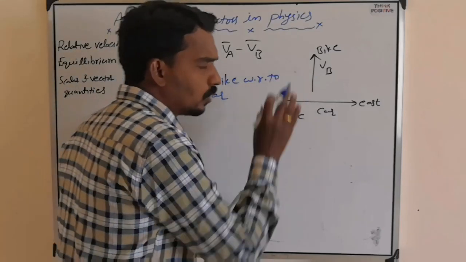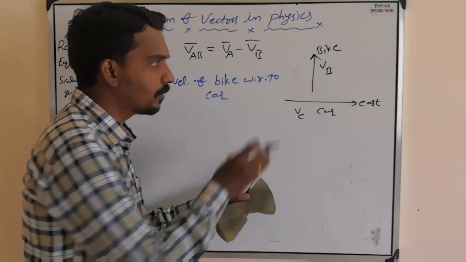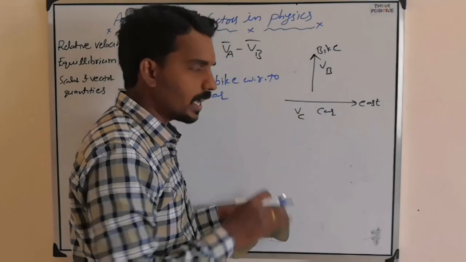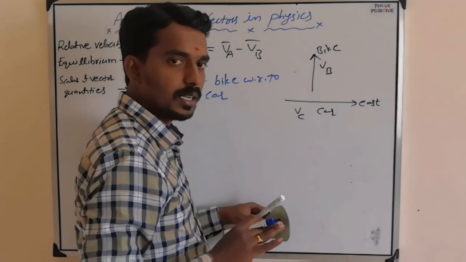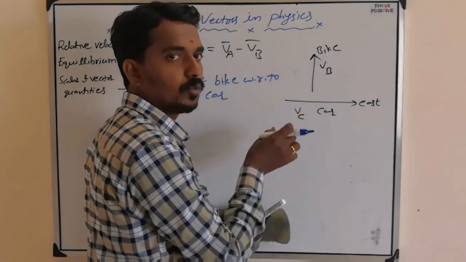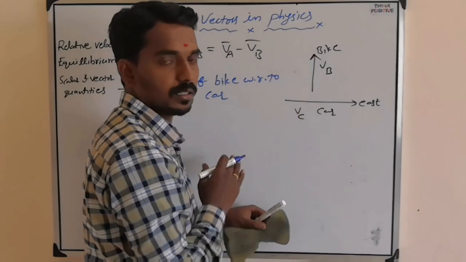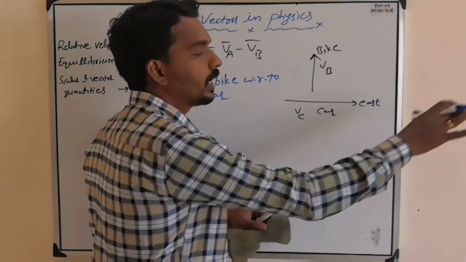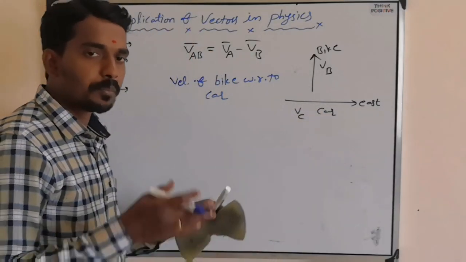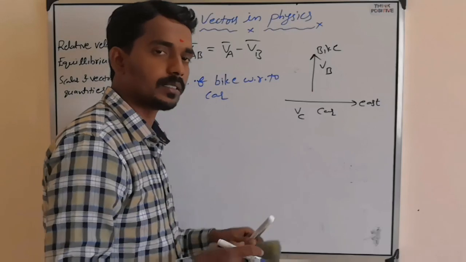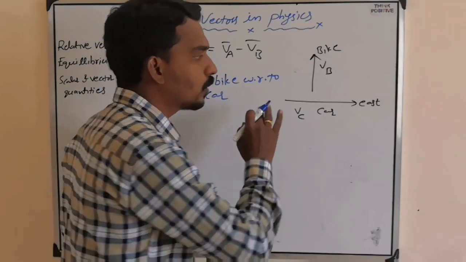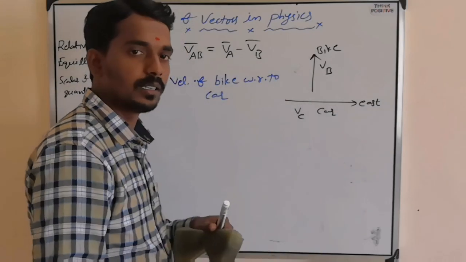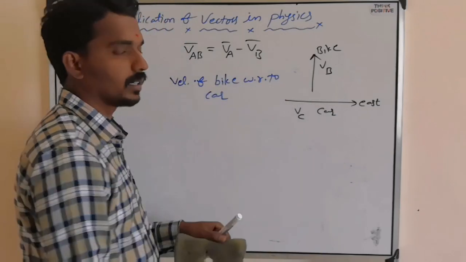See, if you are at rest, if you are on the ground and if you observe car, it looks like going towards east. But suppose if you are sitting on the moving bike towards north, then car does not appear to you like moving towards east. It appears to be moving in different direction. Originally moving towards east, but appears to be moving in different direction. That is called relative velocity.